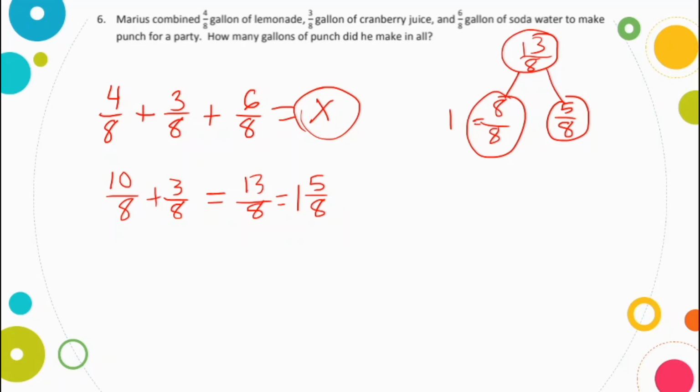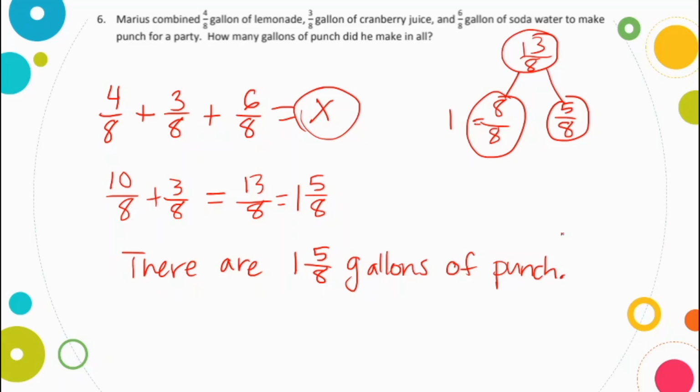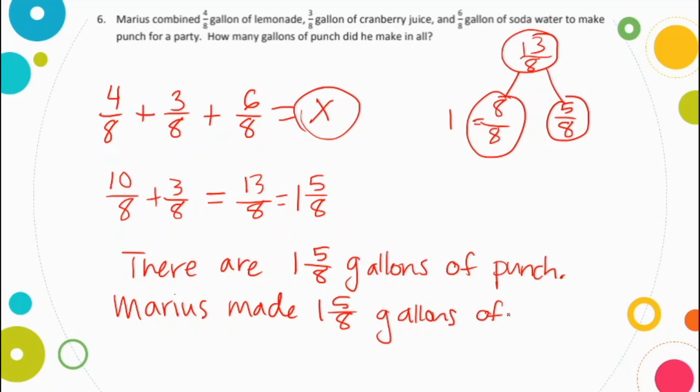Go ahead and type in your answer statement. Hopefully you said something like, there are 1 5/8 gallons of punch. Or you could say something like, Marius made 1 5/8 gallons of punch. Both of those are correct.